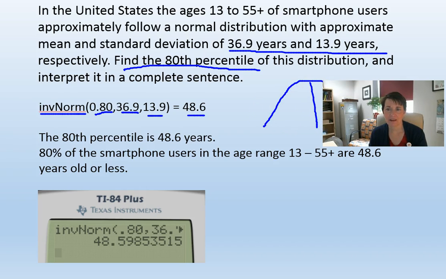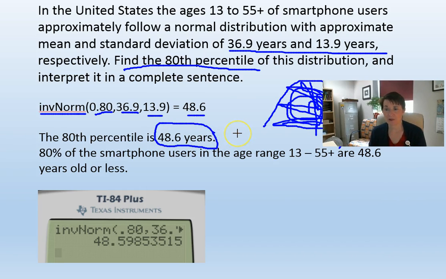I'm just going to draw my little picture, just because. So what we're asking for when we're talking about the 80th percentile, that is up here, right? We're talking about all of this information leading up to this. My area here is 80%. I already know that. My mean here is 36.9, and I'm trying to find this critical value. What number is the delineation between 80% and then the highest 20%? And that's what this number means.